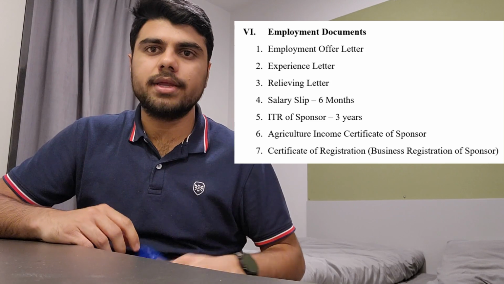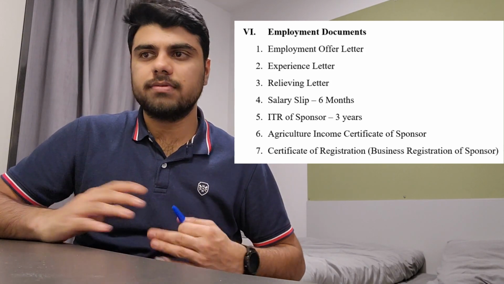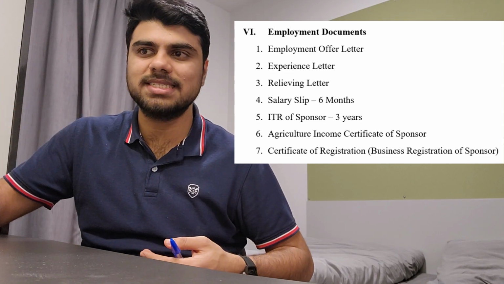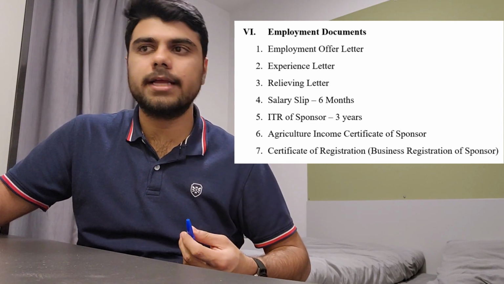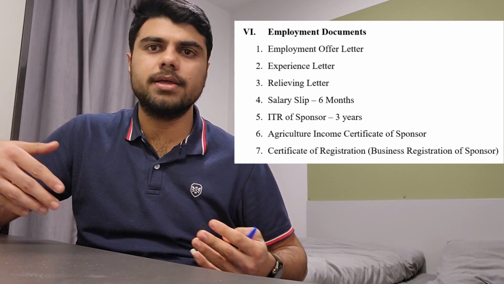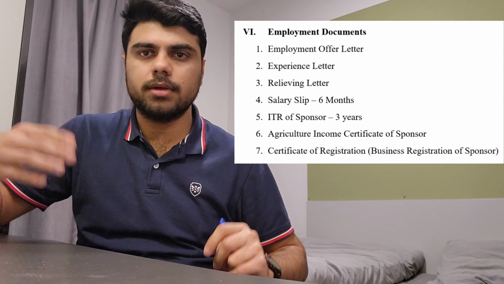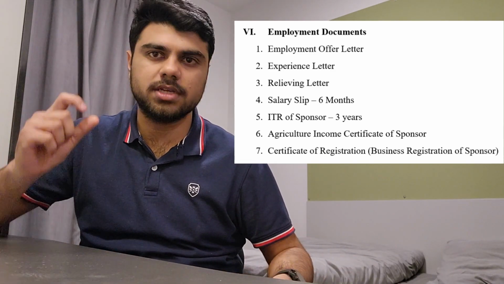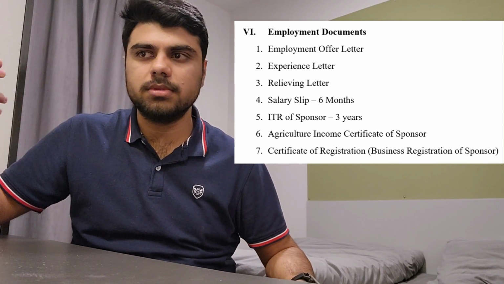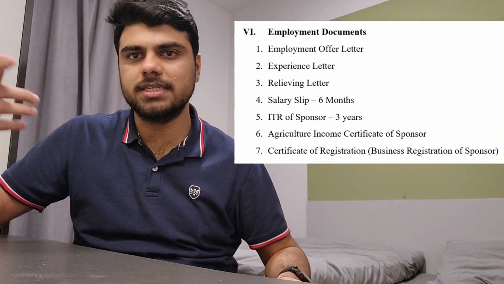So 3 years of ITR of the sponsor is required. And in my particular case, as my father is conducting a business and also doing agriculture, I provided documents 6 and 7. Document 6 is the agricultural income certificate of the sponsor, provided by the Tahsildar, also called MRO. And as my father has a business, I provided the certificate of registration of this particular business. So the income from both agriculture and the business is declared in the ITR. Just as additional proof, I've still provided documents 6 and 7.